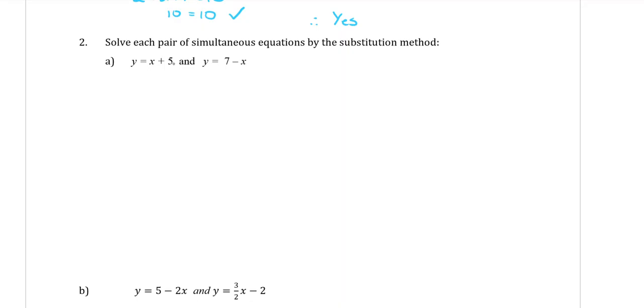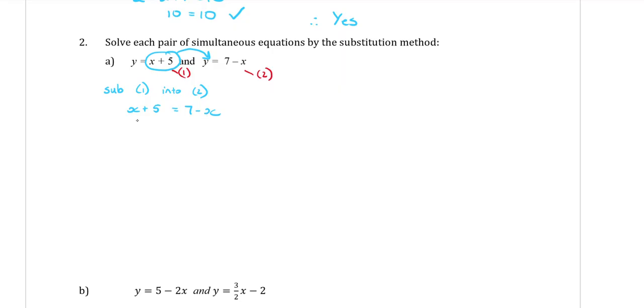So this is going to be equation 1, and this one's going to be equation 2. If I sub equation 1 into equation 2, that means y is equal to x plus 5. That x plus 5 is equal to the y in the second equation, which means if I write that out, I would have x plus 5 is equal to 7 minus x. And then I can solve that to find out what x is.